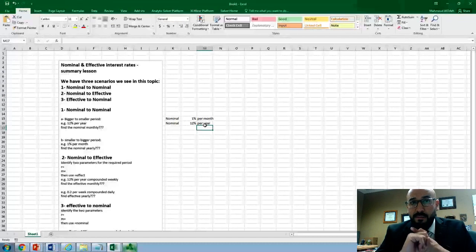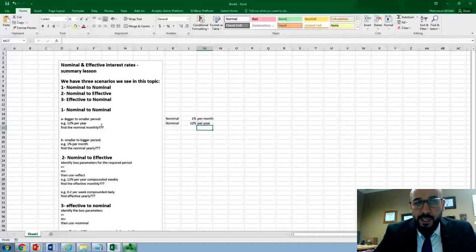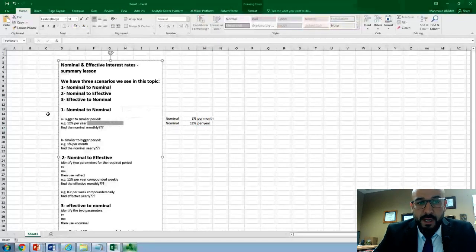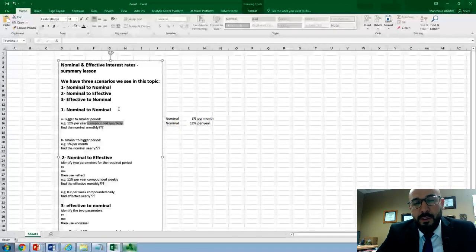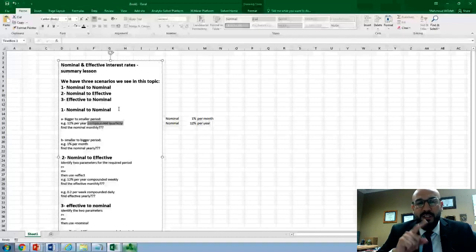Okay, one case is bigger to smaller, we divide; smaller to bigger, we multiply. To avoid any confusion, this statement right here, compounded monthly, weekly, quarterly, we ignore it in case of nominal to nominal. We use it only if we're going to do it from effective to nominal or nominal to effective. It's just a statement that will tell you this is not effective, this is nominal, this is not the true interest rate, this is the nominal interest rate, the advertisement rate. So you ignore it, and you do the conversion whether from bigger period to smaller period or smaller period to a bigger period.